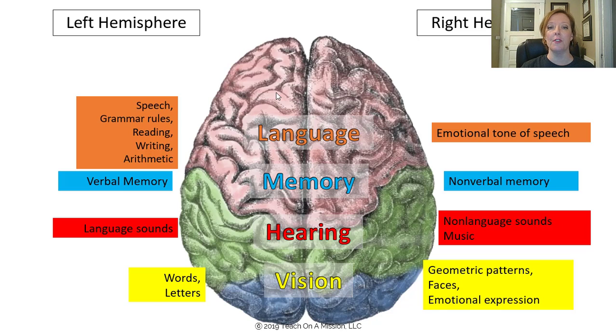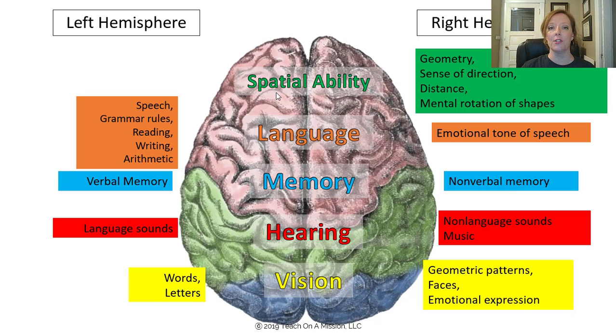The left hemisphere, when it comes to language overall, is much more specialized in speech, grammar rules, reading, writing, and arithmetic. Remember that left logic. And the right hemisphere is much more in tune with emotional tone of speech. So not what you said, but how you said it. And then the right hemisphere is much more in charge of spatial ability than the left hemisphere. And it is in tune with geometry, the sense of direction, distance, and mental rotation of shapes.